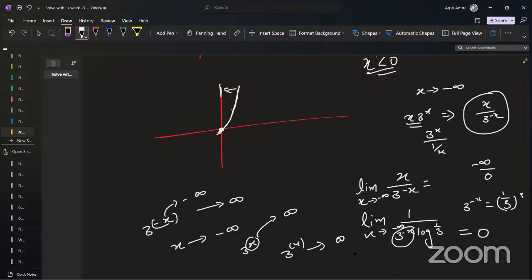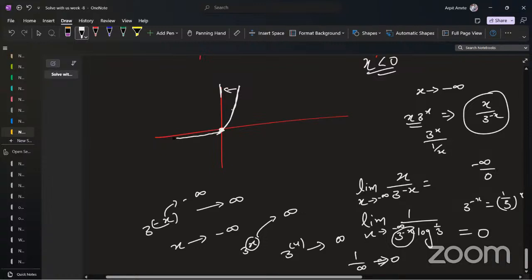Because of this form, it will go towards 0, right? It means that this function will look like this only, something closer like this, right? Okay, what is my graph of y equals x times 3 to the power x? It is like this. Just see which one is correct. This will become your graph.